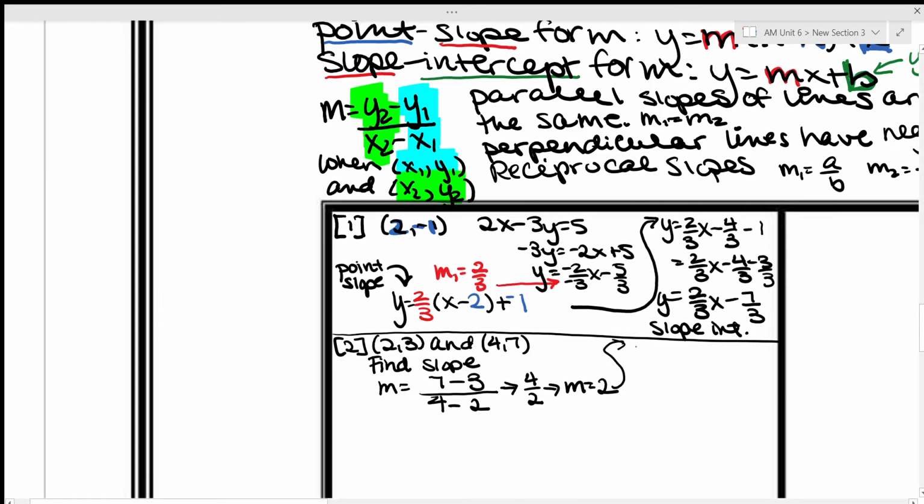Okay. Now we're going to plug that 2 into our equation. And we're going to plug in a point. The point slope equation. So remember, I'm writing mine on my 1-pager, but you can do this in your study guide, and if you read the instructions, it tells you what to do.